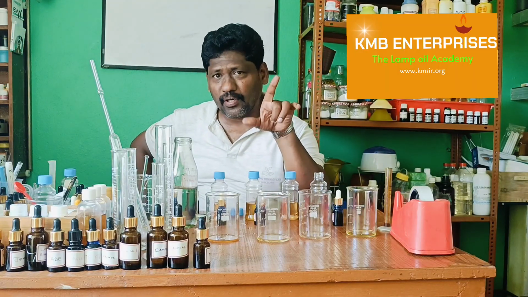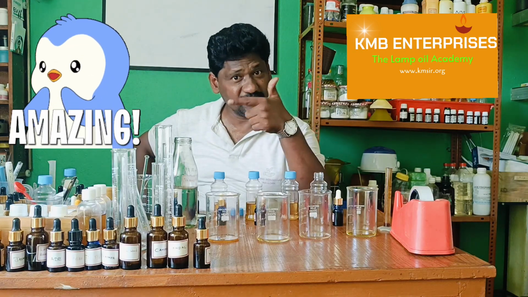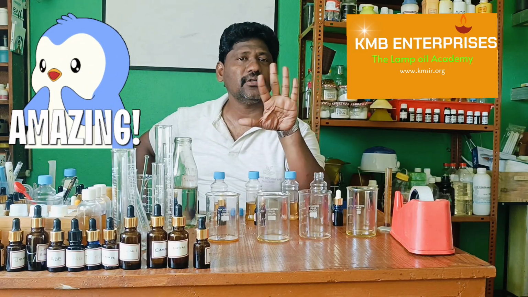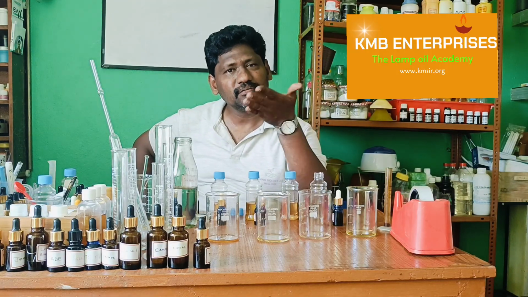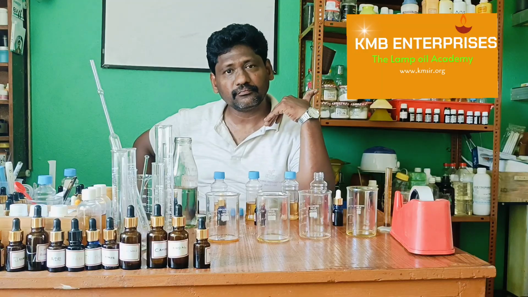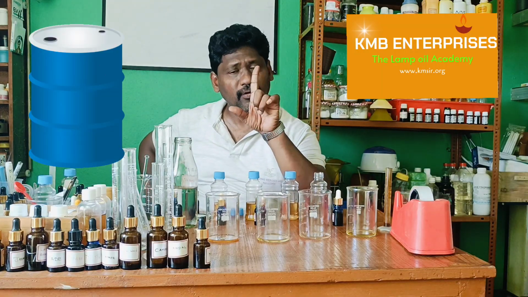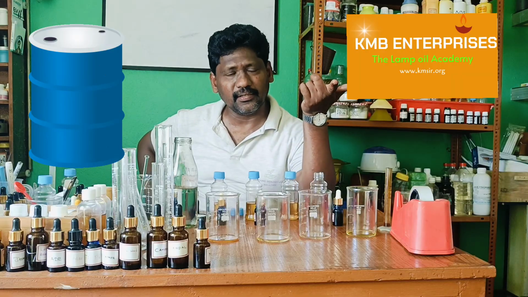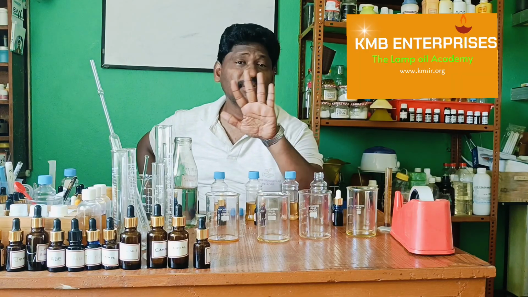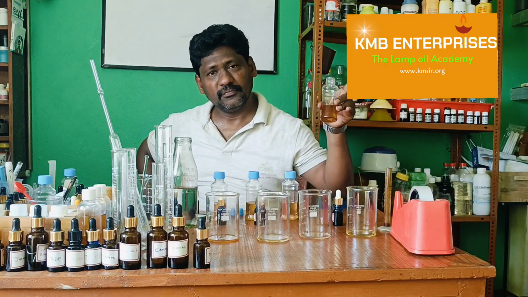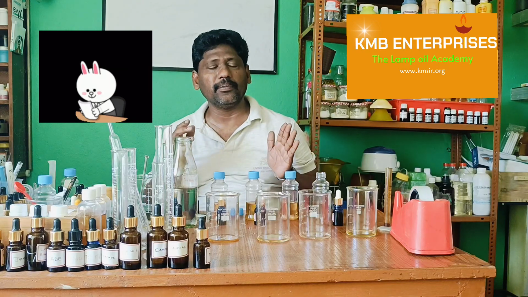Now, tell me for 1 liter, how many ml you have to mix? 2 ml, as 60 drops are used. So for 1 liter 2 ml, for 100 liters, how much we have to use? 200 ml. For one barrel, you will get 210 liters, that means 420 ml of SY01 you have to use, right? So I just gave you an example.